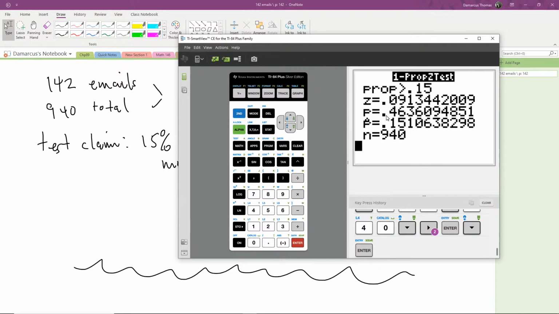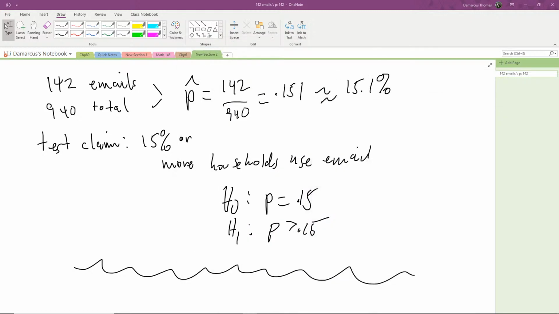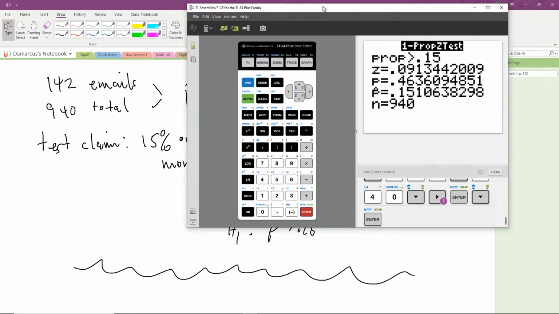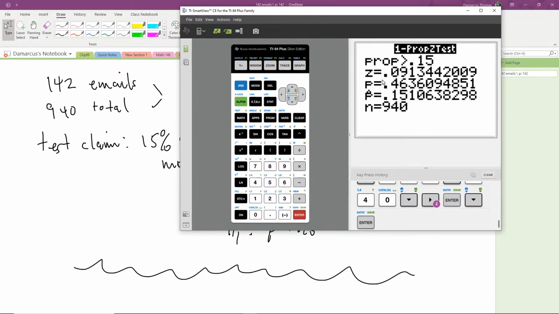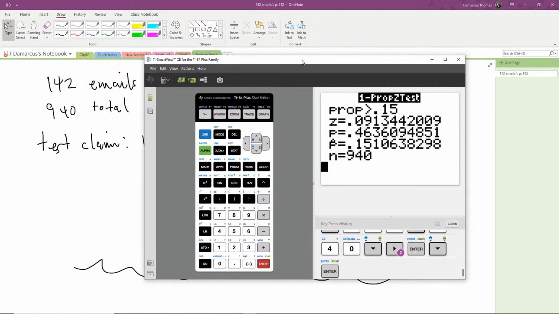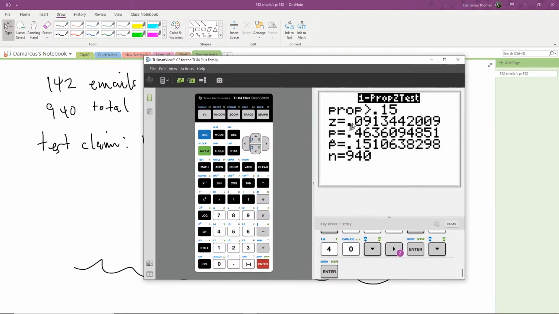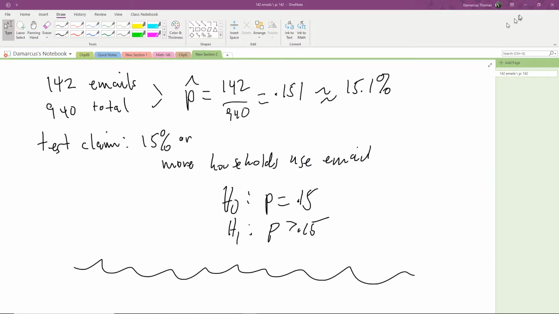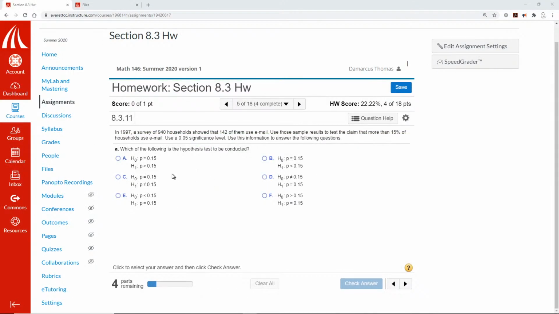My p-value is not small at all. It's 0.46. My test statistic is 0.09. I can't reject the claim. It could be equal to 15%. This doesn't mean that it's going to be greater for sure. So let's finish off the rest of this.